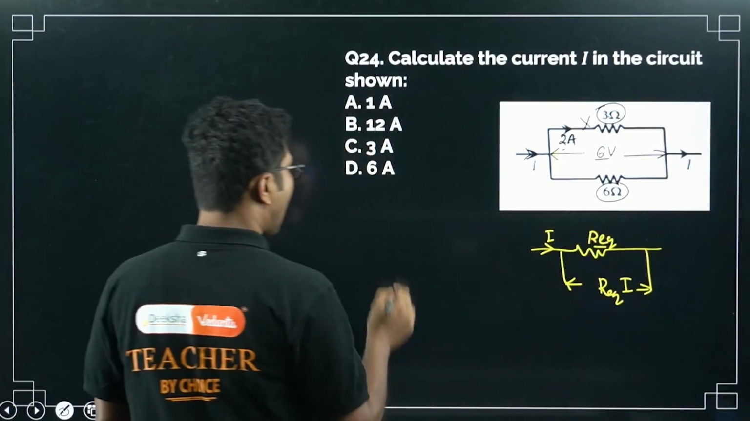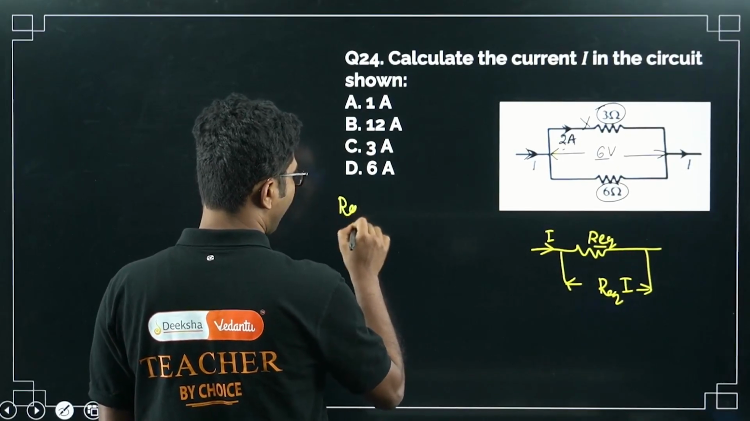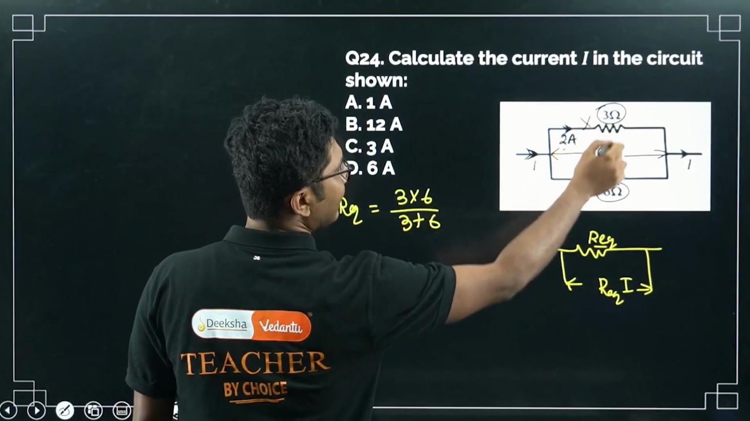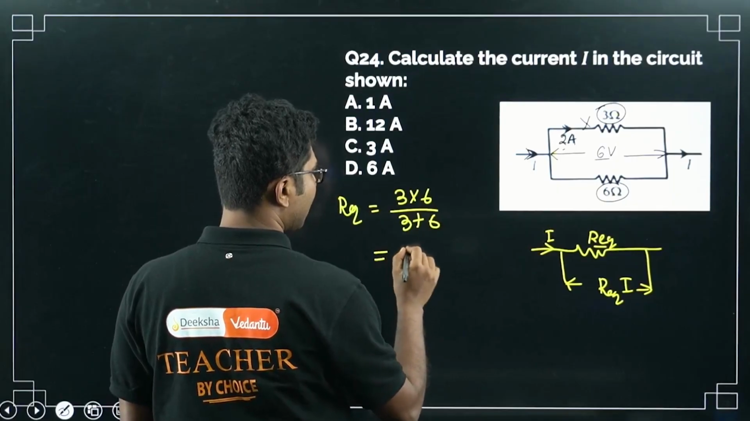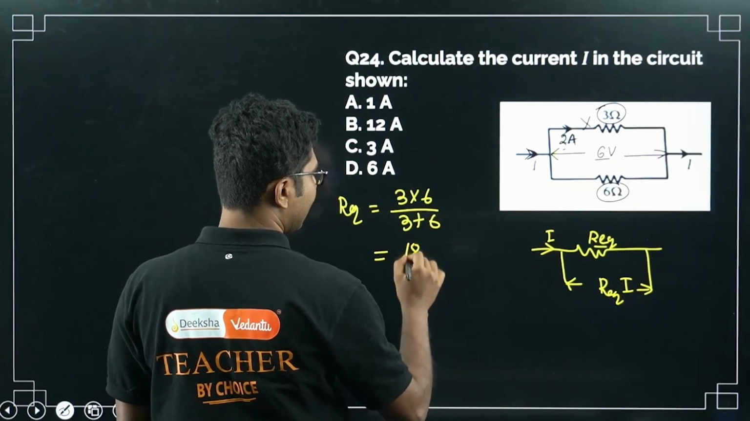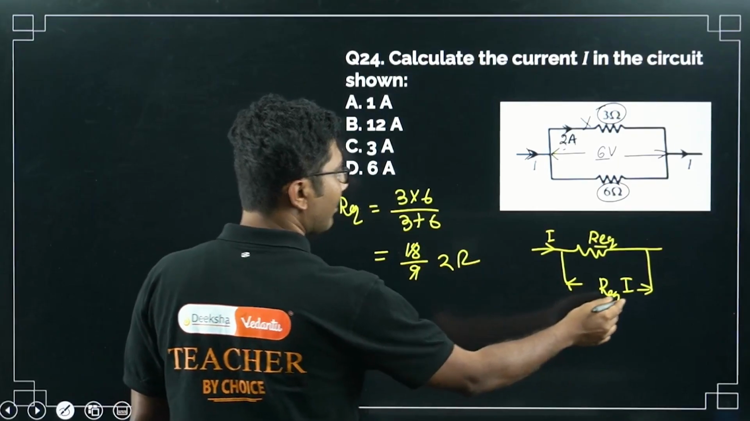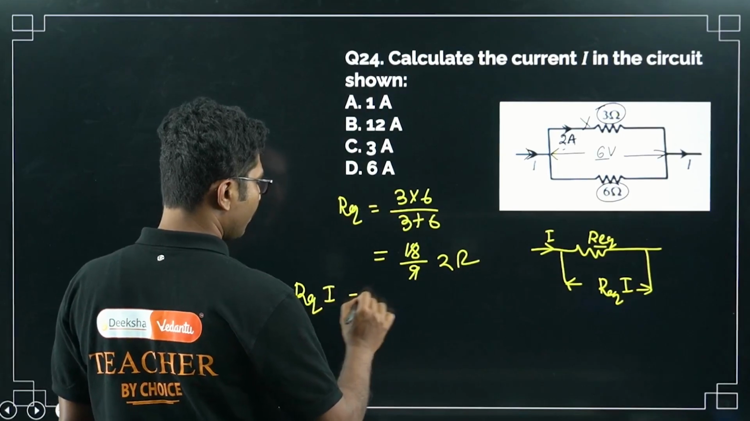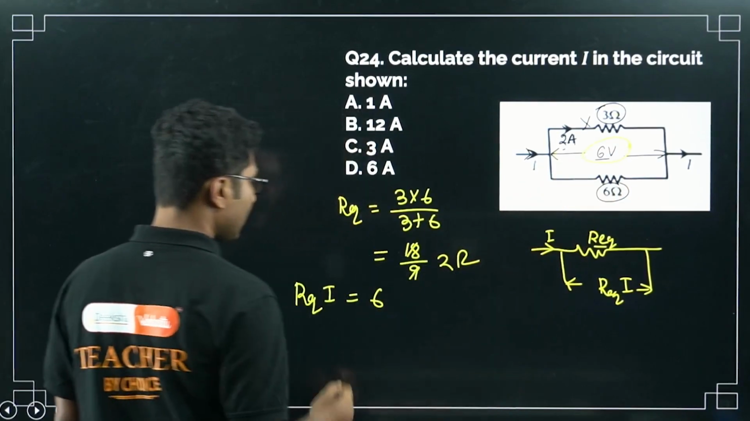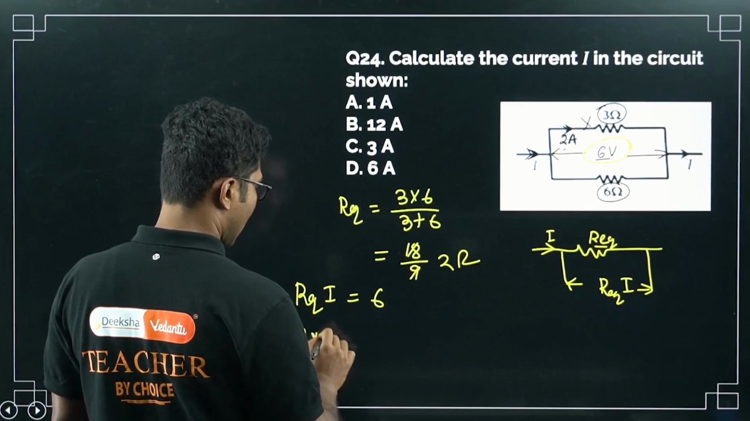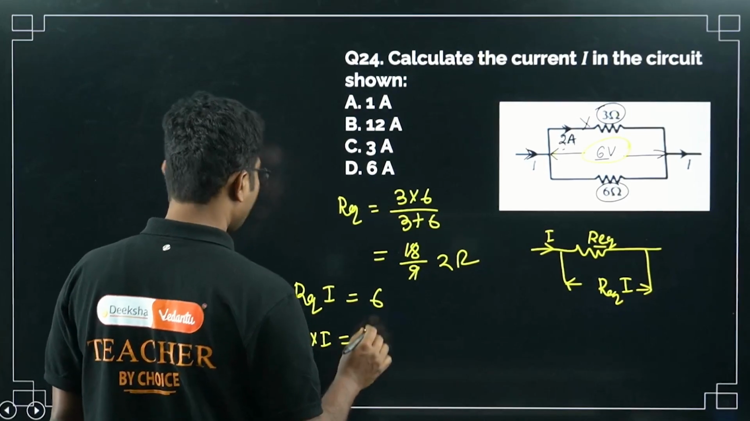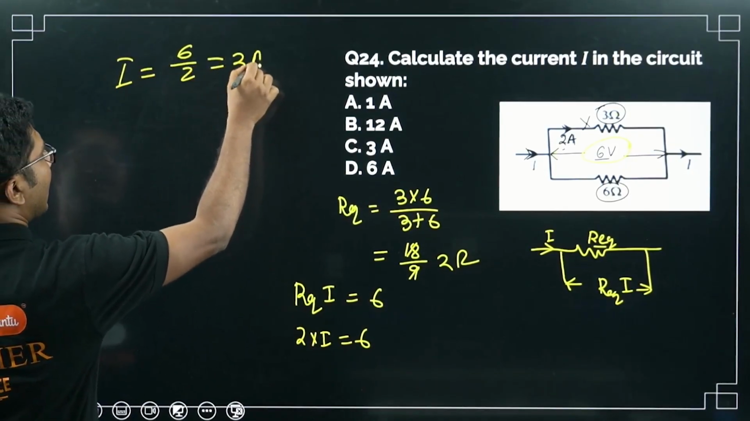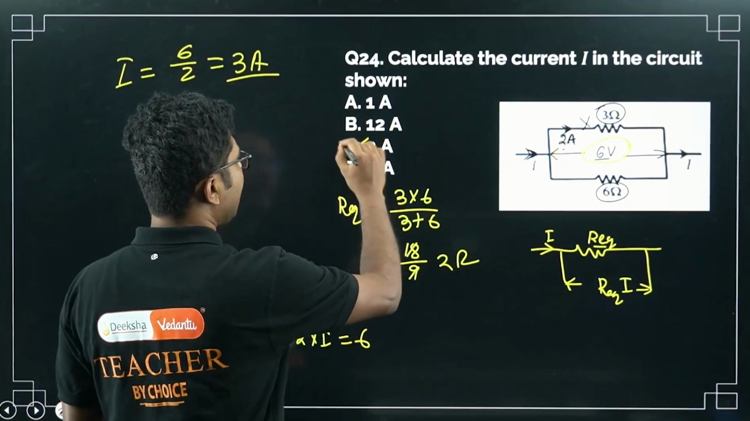Find Req. Req in this case is 3 times 6 divided by 3 plus 6. So 18 divided by 9, that is 2 ohm. Now that Req times I should be equal to 6 volts. So 2 times I should be 6, or I should be equal to 6 by 2, that is 3 amperes. So it will be 3 amperes.